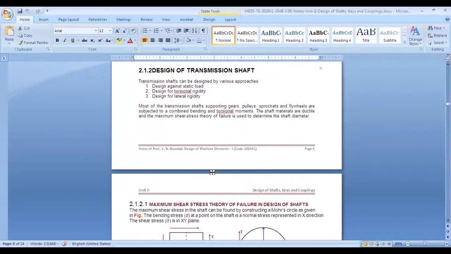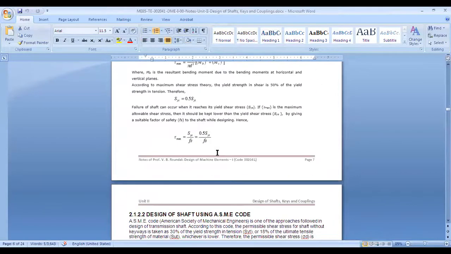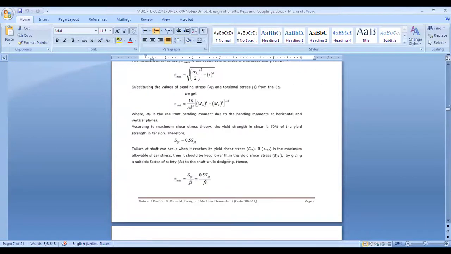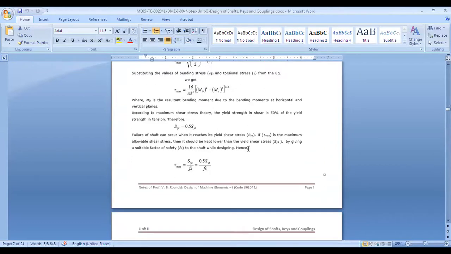Then we basically saw that design of a shaft is on static load, torsional rigidity, and lateral rigidity. We have seen design of a shaft on the strength basis. That is, we use maximum shear stress theory: tau max is equal to 16 upon pi d cube, root of Mb square plus Mt square. For hollow shaft, the only thing added is d will be do, the outside diameter, multiplied by 1 minus c raised to 4, right? So this is the design of a shaft on the strength basis.